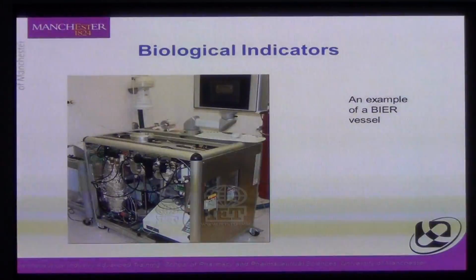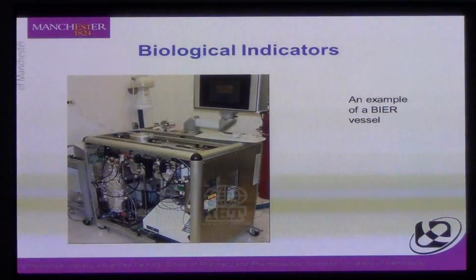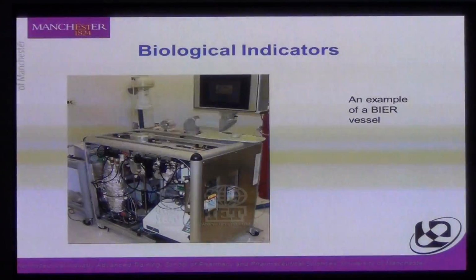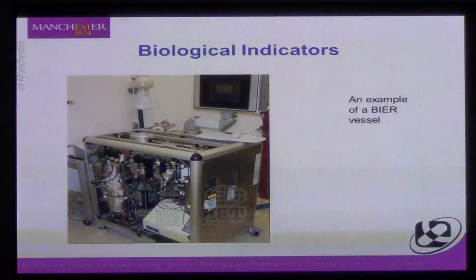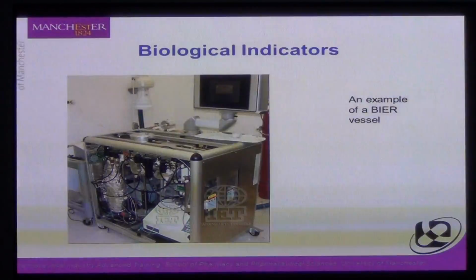BIs need to be checked and verified, and that's done by a special device called a BIER vessel. Unfortunately not the kind of beer that can be drunk, but the kind of BIER that stands for biological indicator evaluation resistometer, and they're highly specialised equipment, and there's more details about those in your course notes.